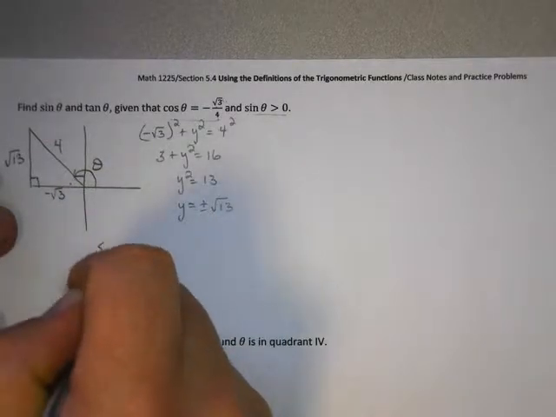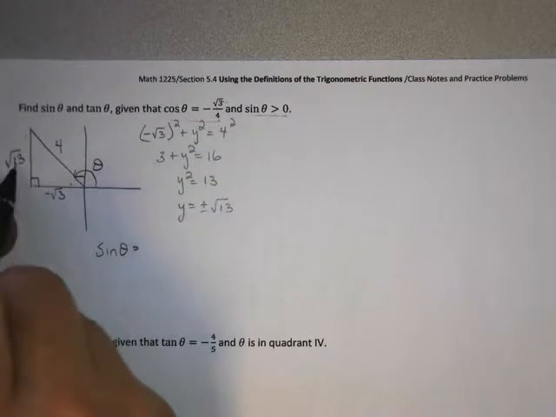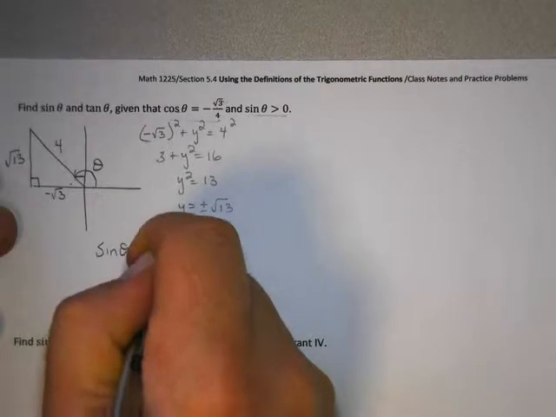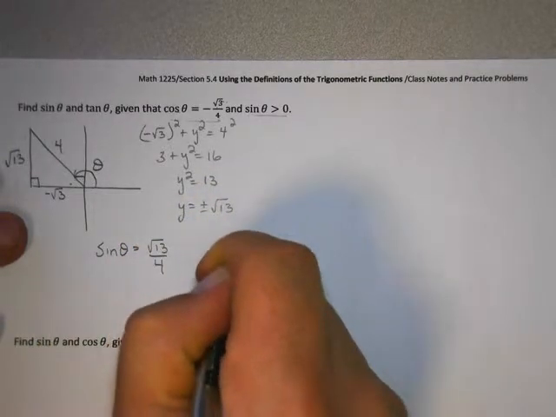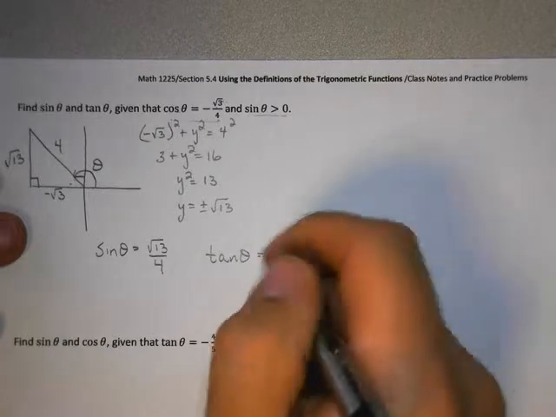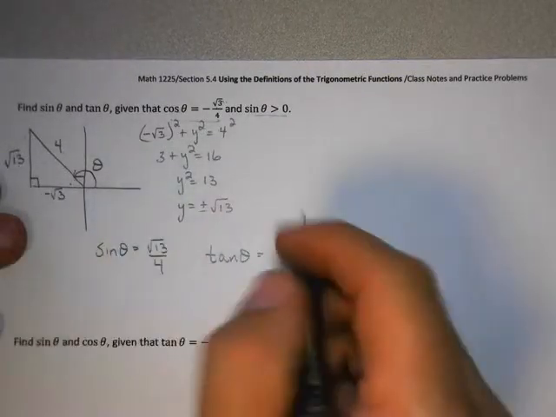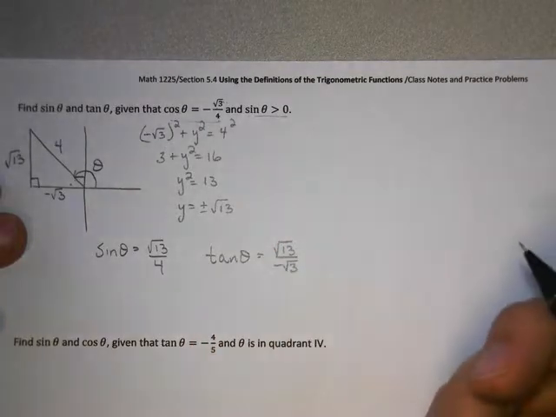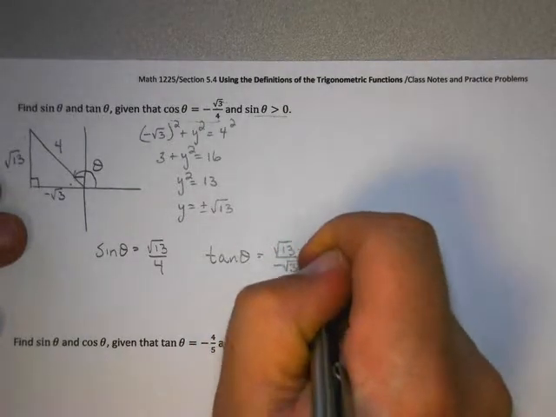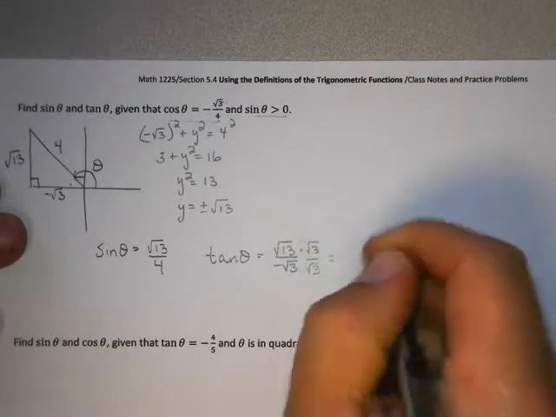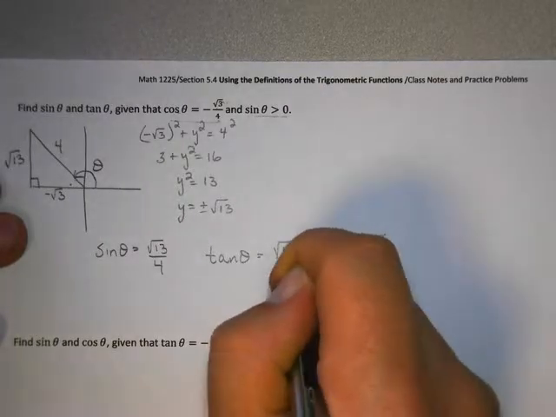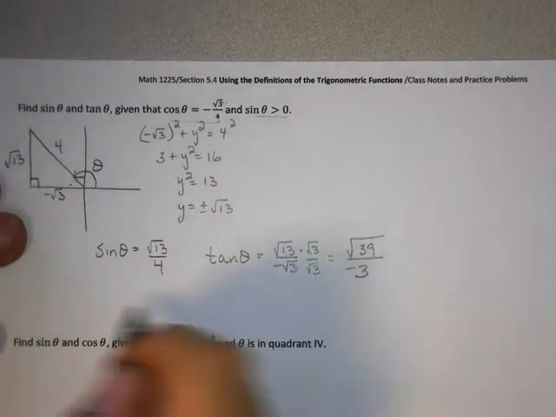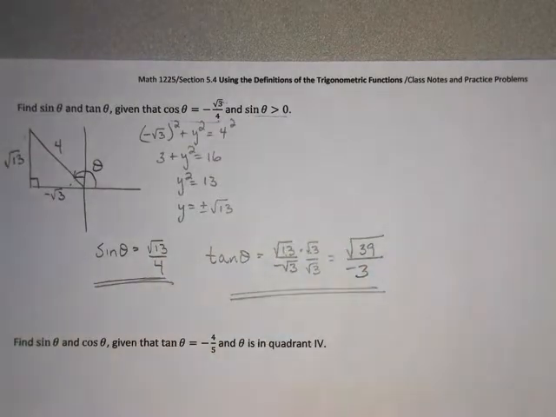But what is sine theta? It's y over r, or opposite over hypotenuse, square root of 13 over 4. And tan theta equals y over x, or opposite over adjacent. But we have to rationalize this, times the square root of 3 over the square root of 3, and we get square root of 39 over negative 3. So here's our sine, here's our tangent.